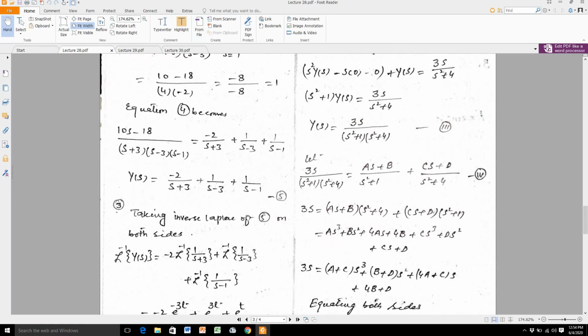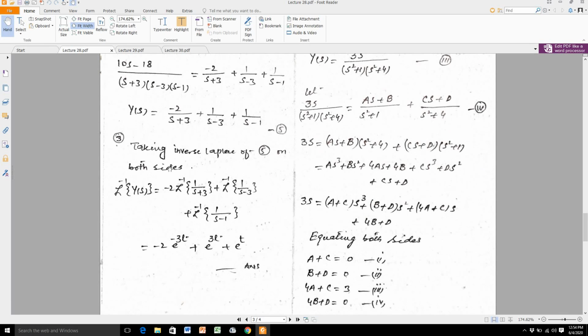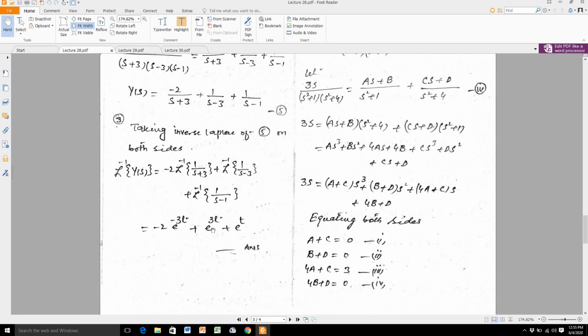I'm writing here, taking the inverse Laplace of 5 on both sides. So Laplace inverse of capital Y of s is equal to minus 2 Laplace inverse of 1 over s plus 3 plus Laplace inverse of 1 over s minus 3 plus Laplace inverse of 1 over s minus 1. And you know that all these expressions are exponential functions, so it is written as minus 2 e raised to the power minus 3t plus e raised to the power 3t plus e raised to the power t. I solved these expressions in our previous lecture and gave a detailed explanation of how we can convert the functions by taking the Laplace inverse. And you see how easily these questions are solvable by using the Laplace transformation.